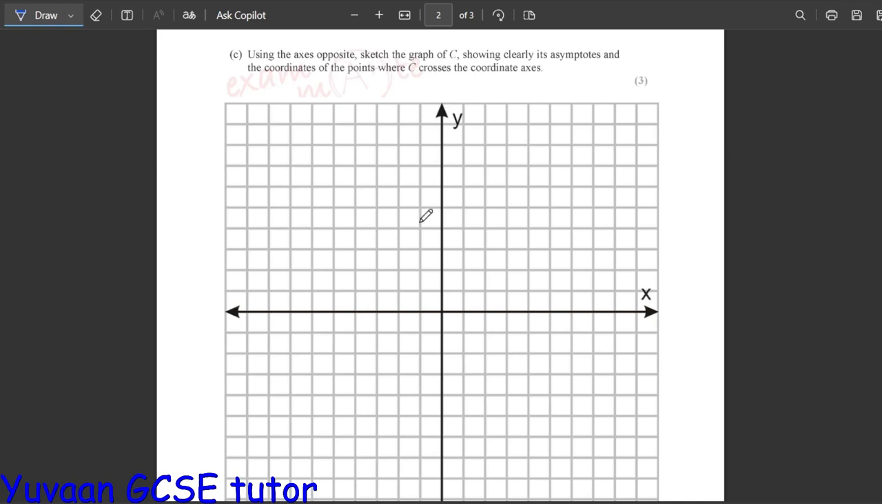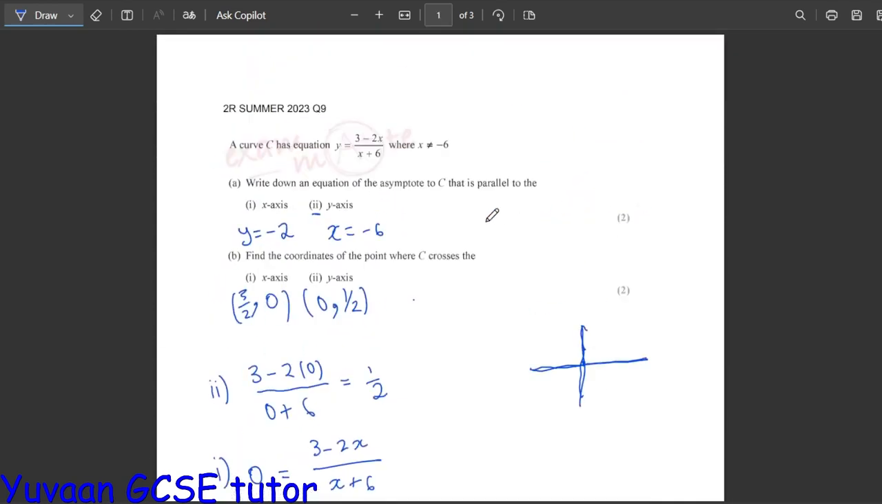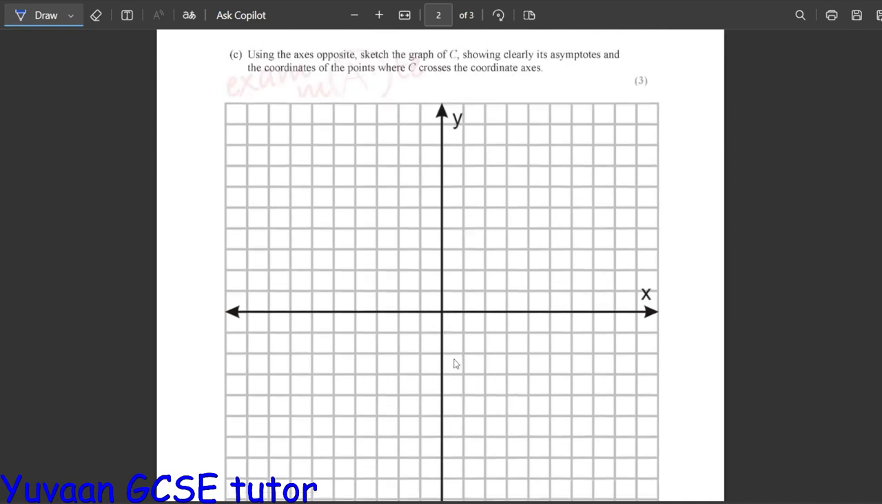So guys, now what we have to do is sketch the graph. The first thing we'll do is draw our asymptotes. So there's y equals minus 2 and x equals minus 6. So y equals minus 2.